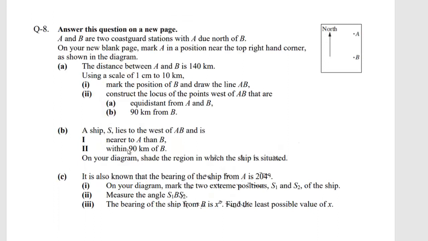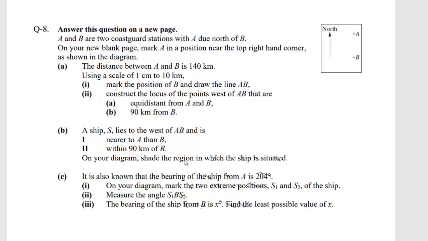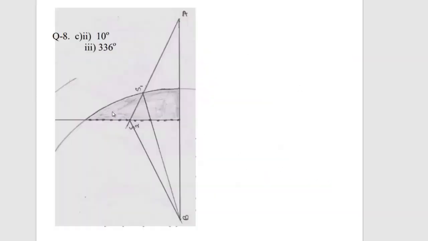And the second condition is it should be within 90 km, that is 9 centimeters, of B. So what does this mean? It means that the ship can be on this circle or inside of the circle. On your diagram, shade the region in which the ship is situated. So by both of the conditions, the intersection region will be this shaded region. In this shaded region, the ship will be on the circle or inside the circle, and it will be nearer to A than B.